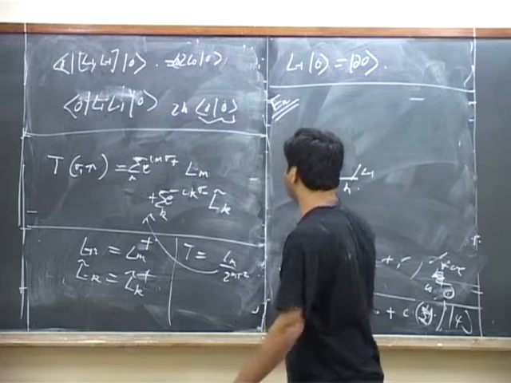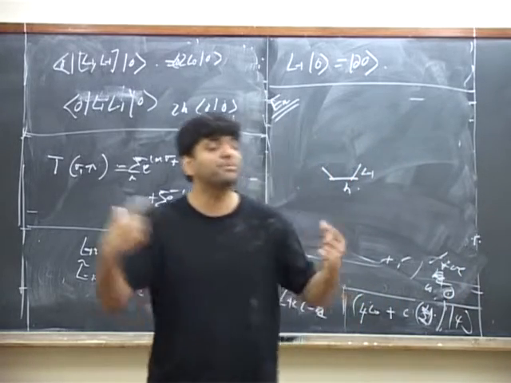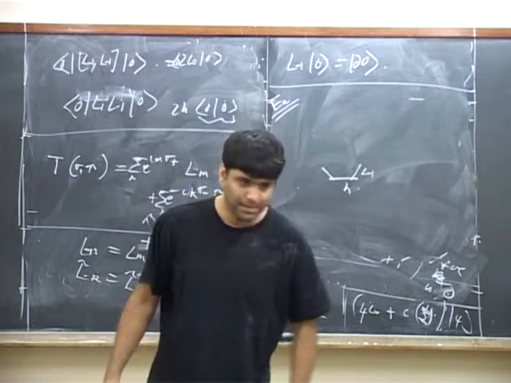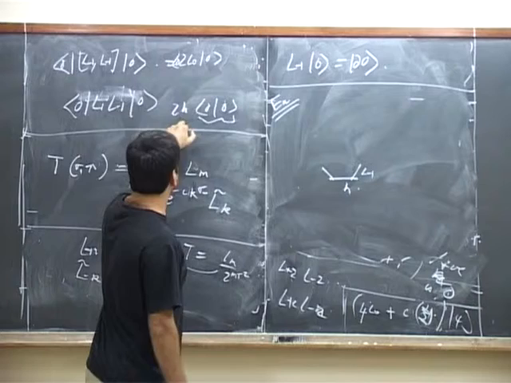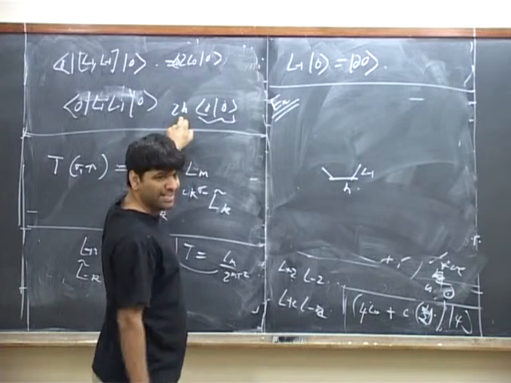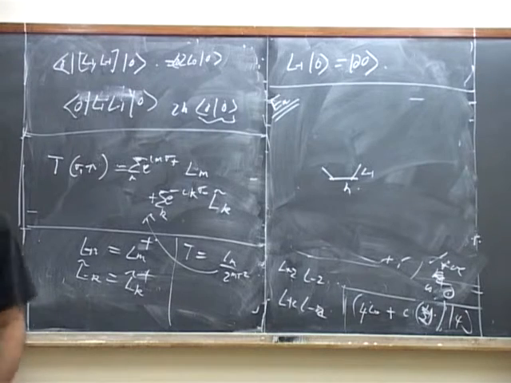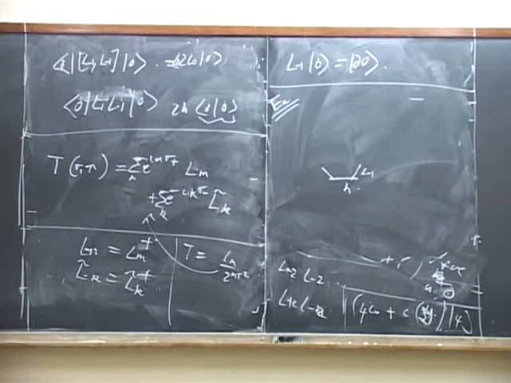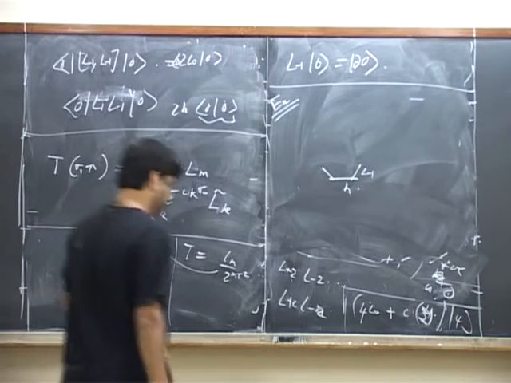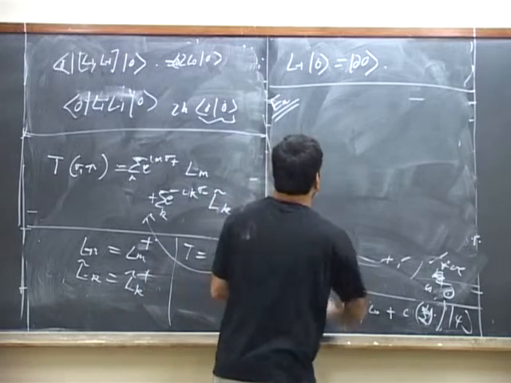So we've completely understood, let's say we work with a normalization such that the inner product of the primary with itself is 1. We've determined that the inner product of L minus 1 on the primary with itself is 2h. And we've got a constraint on h from the requirement that this be positive. Now, let's say we go to level 2.